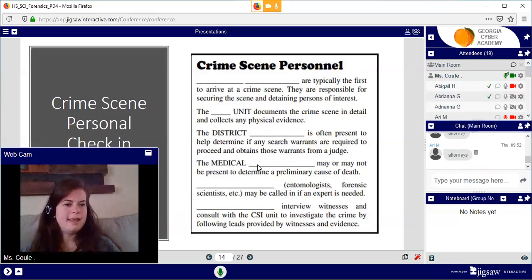Yes, good. District attorneys. All right, the medical blank may or may not be present to determine a preliminary cause of death. Yes, good. You guys are so smart. All right, blank may be called in if an expert is needed, and this also should be 2 blanks. Blank, blank. May be called in if an expert is needed.